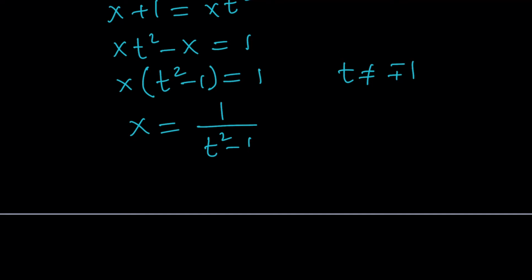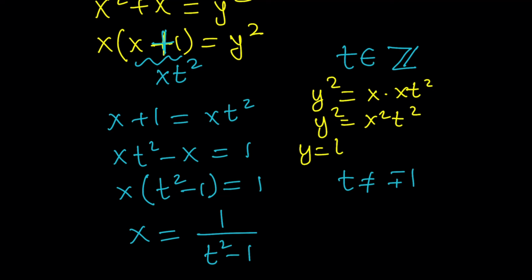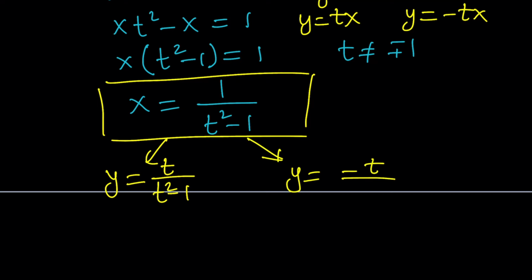We get the x value in terms of another variable, which we call a parameter. And then how do you find y from here? Well, y squared is equal to x times xt squared. But x times xt squared is just x squared t squared. Great. From here, we get two solutions: y is either tx or y is negative tx. Awesome, we're going to check both. We do have a value for x in terms of t. So if y is equal to tx, then it's just going to be t over t squared minus 1. And in the other case, y is going to be negative t over t squared minus 1.